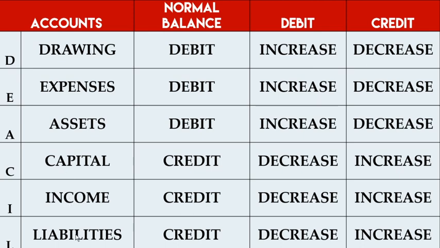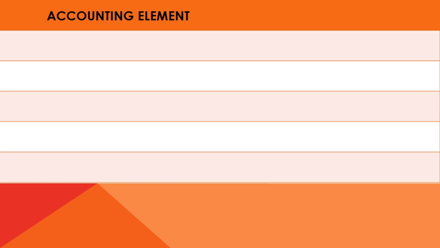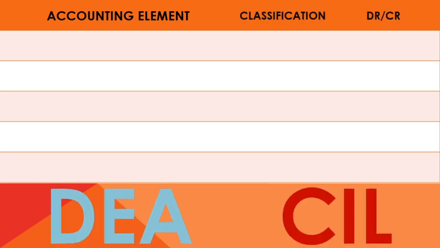Okay? Pag capital income and liabilities naman or yung SIL, sila ay considered as credit accounts. So, therefore, pag nag-increase sila, automatically, dito sila ilalagay sa credit account. Pero pag nabawasan naman sila, napupunta sila dito sa may debit account. So, let's try. Classify the following accounts as to assets, liabilities, capital income, or expenses. Sorry. Then, identify whether it is a debit or credit account. So, isa-isahin po natin. So, we have here 3 columns. So, first column, we have accounting elements. Second column, we have classifications. And third column, we have debit or credit.